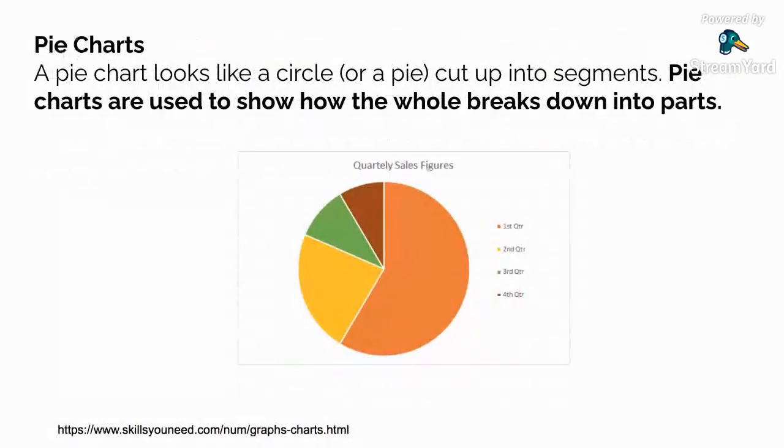A pie chart looks like a circle or a pie cut up into segments. Pie charts are used to show how the whole breaks down into parts. So yun, tinatawag siyang pie chart kasi parang pie nga rin talaga siya. Actually, pwede rin siyang pizza. Kung maaalala ng mga pizza chart, ganon.